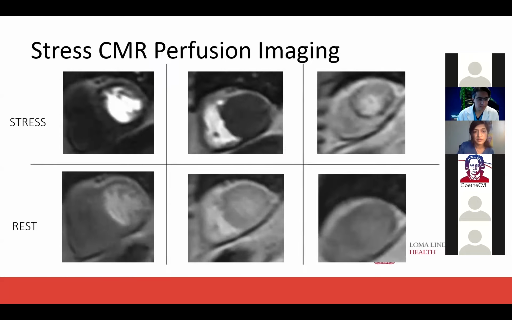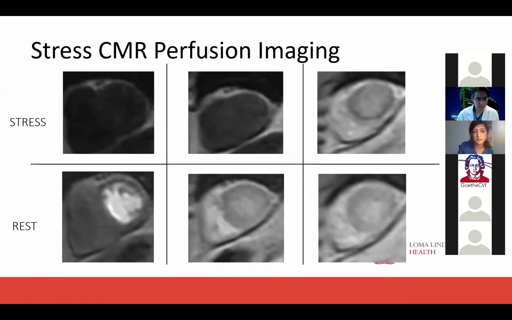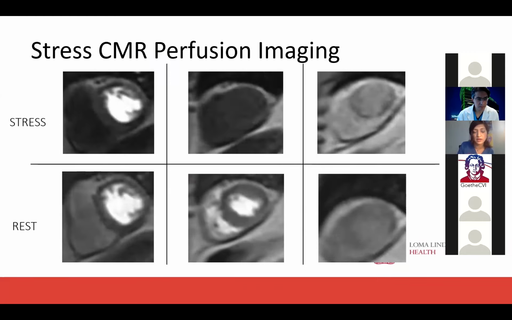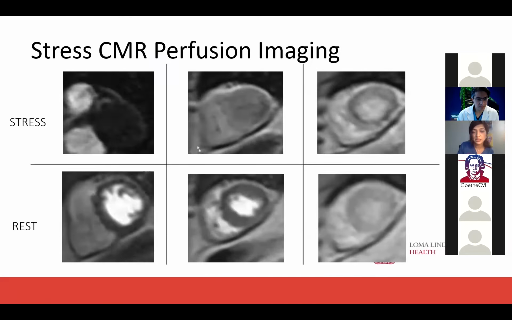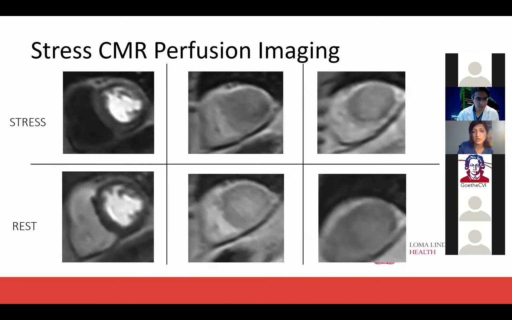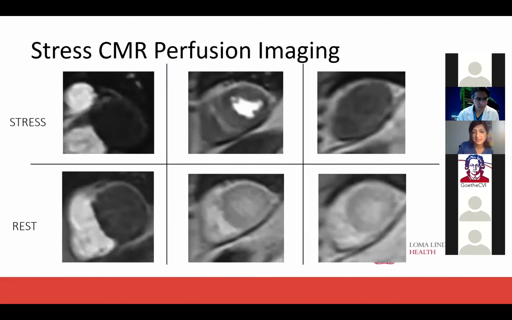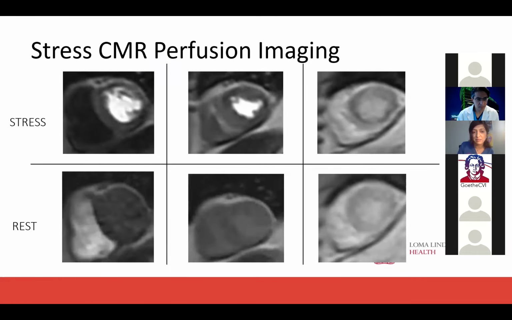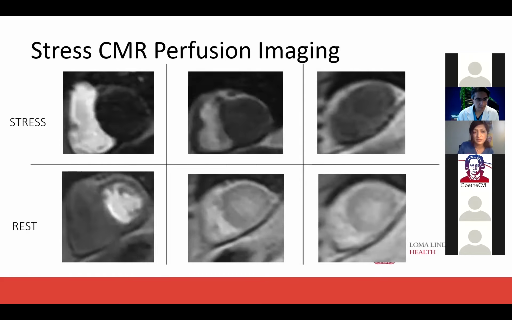So there's a bit of a delay on my side, but I hope that everyone can appreciate the stress images on top and the rest on the bottom. And as you can see, compared to the last patient who had a homogeneous uptake in the myocardium, this patient has this defect in the apex right here. Also in the mid wall, as well as in the base.